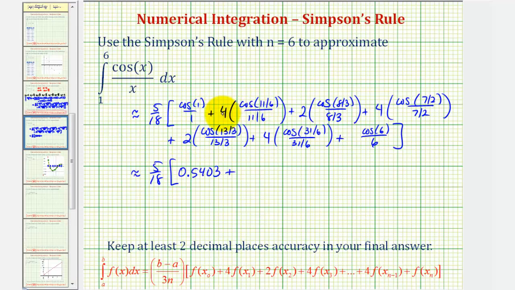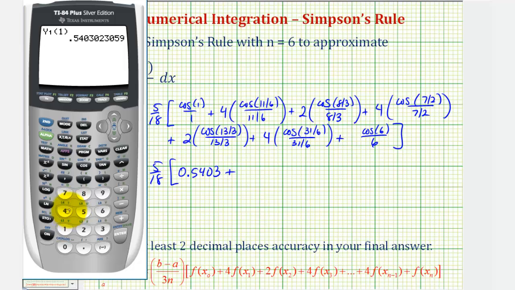For this next product, this is 4 times f of 11/6. We'll type in 4 times y sub 1 of 11/6. So 4 times vars right arrow, enter, enter, and then in parentheses 11/6. This method would avoid any entering errors if we try to enter this expression in this form here. So it's approximately negative 0.5663.